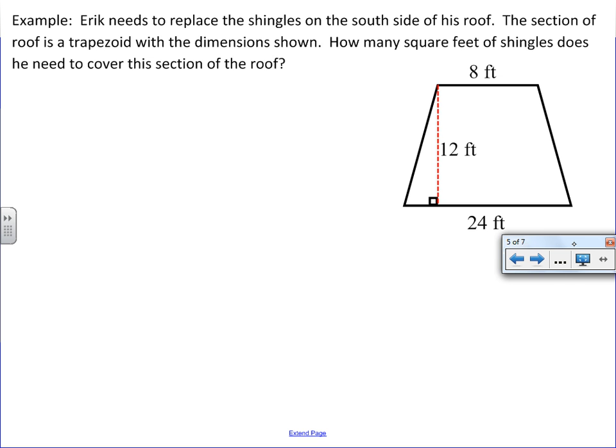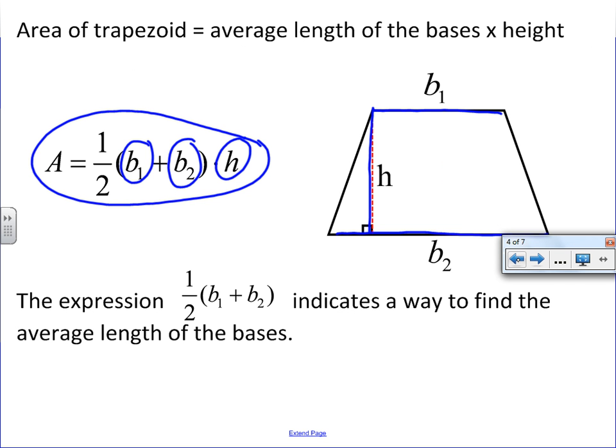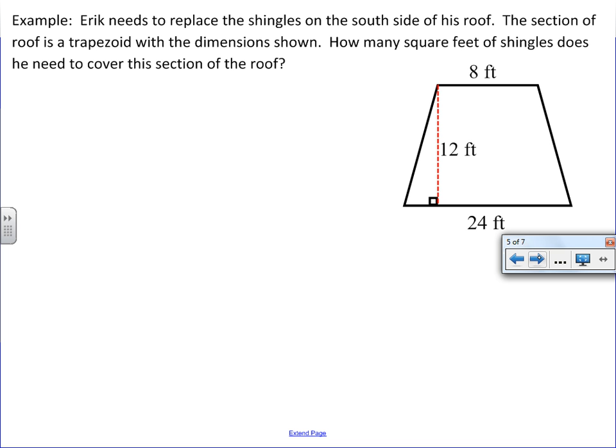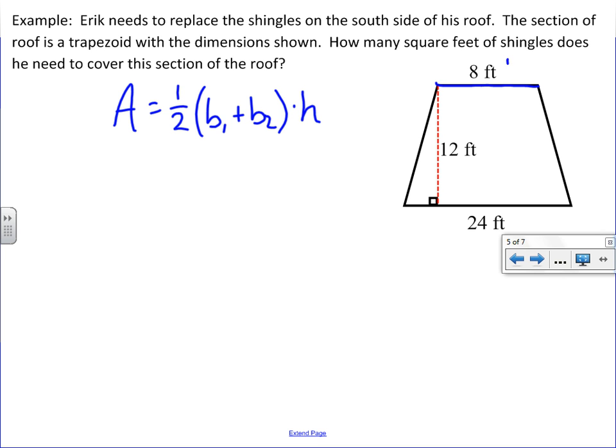So I'm going to use our nifty formula, A equals one half, where A is the area, or the average of base 1 and base 2 times the height. So the area of a trapezoid equals half times the quantity of base 1 plus base 2 times the height. So this is base 1, this is base 2, and this is my height. I'm going to plug them into all the appropriate places.